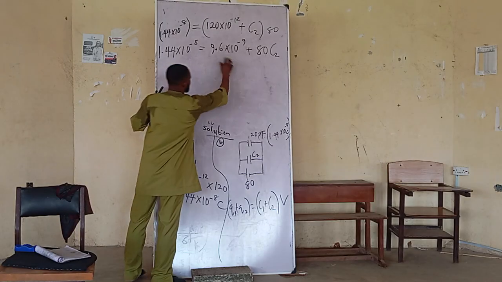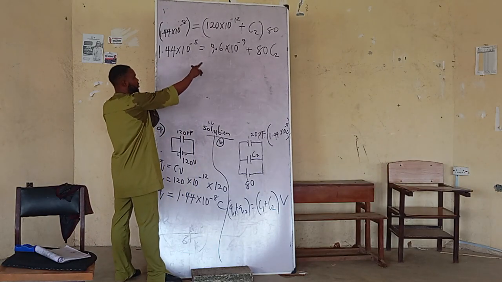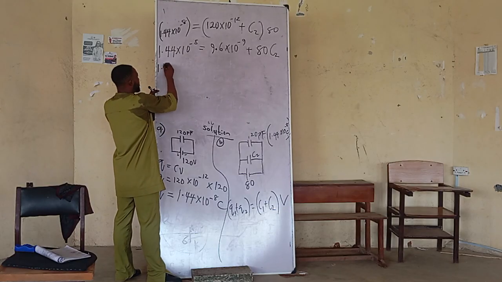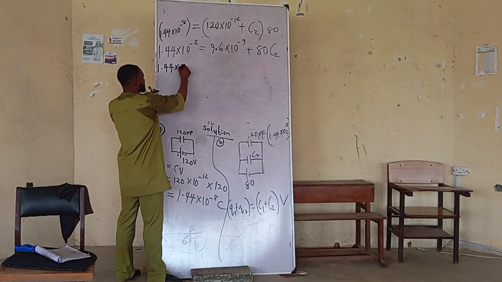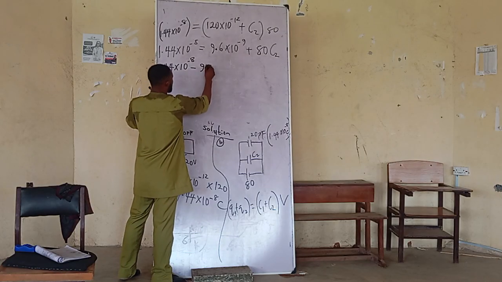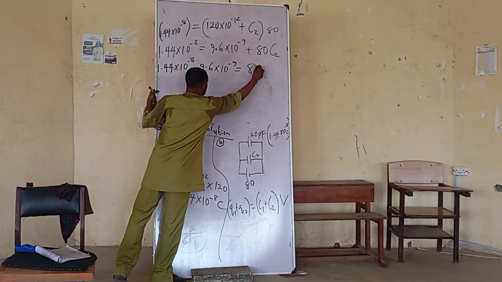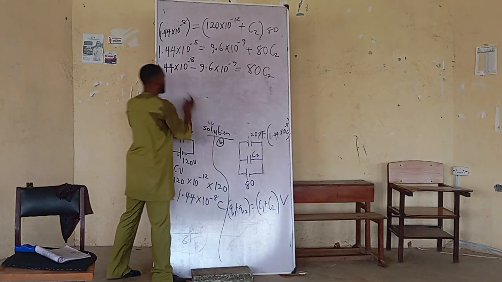Notice that this is now looking like where I can collect items, because this one is only C, this one is not having. So I can say 1.44 times 10 to the minus 8, if this crosses over, minus 9.6 times 10 raised to minus 9 equals 80 C2.